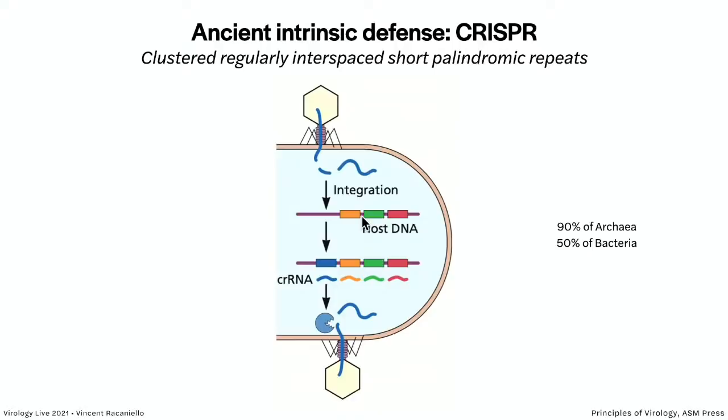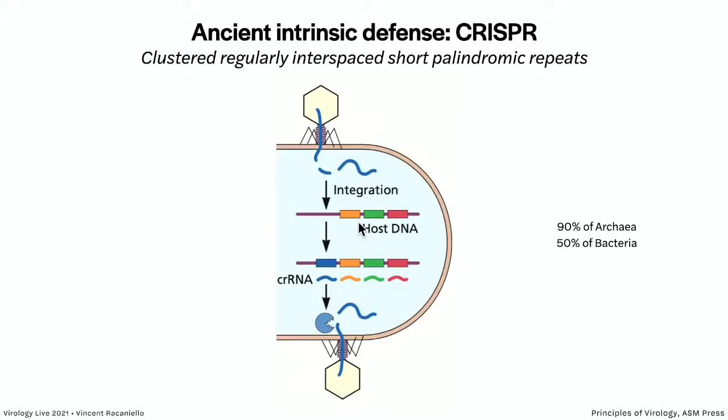And there are many of them. That's why they are clustered regularly interspaced short palindromic repeats. And these were first discovered in the 80s, when people sequencing bacterial genomes said, what are all these repeated sequences? And from there, people figured out what they were.